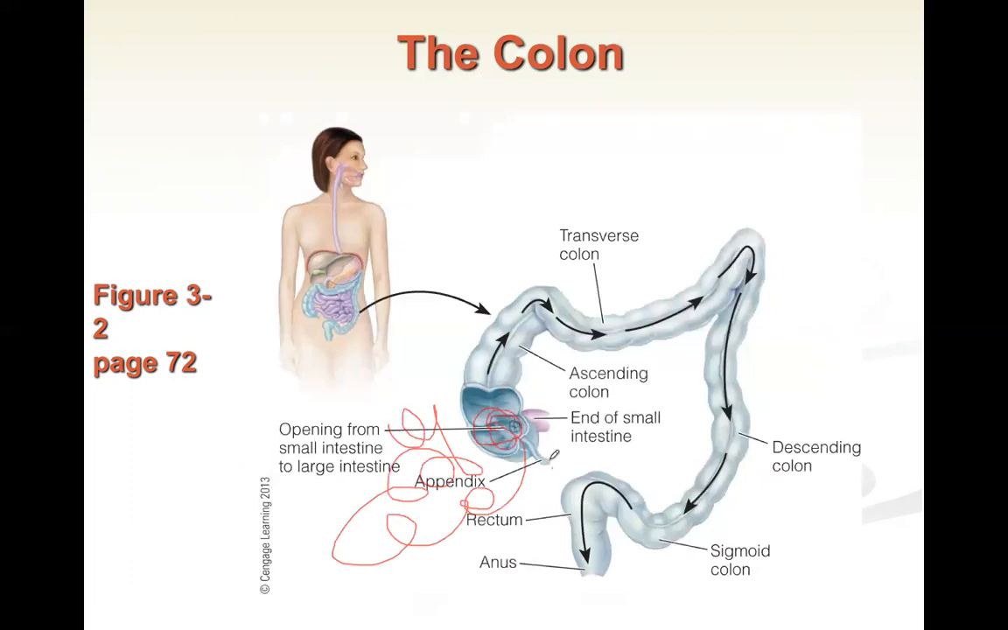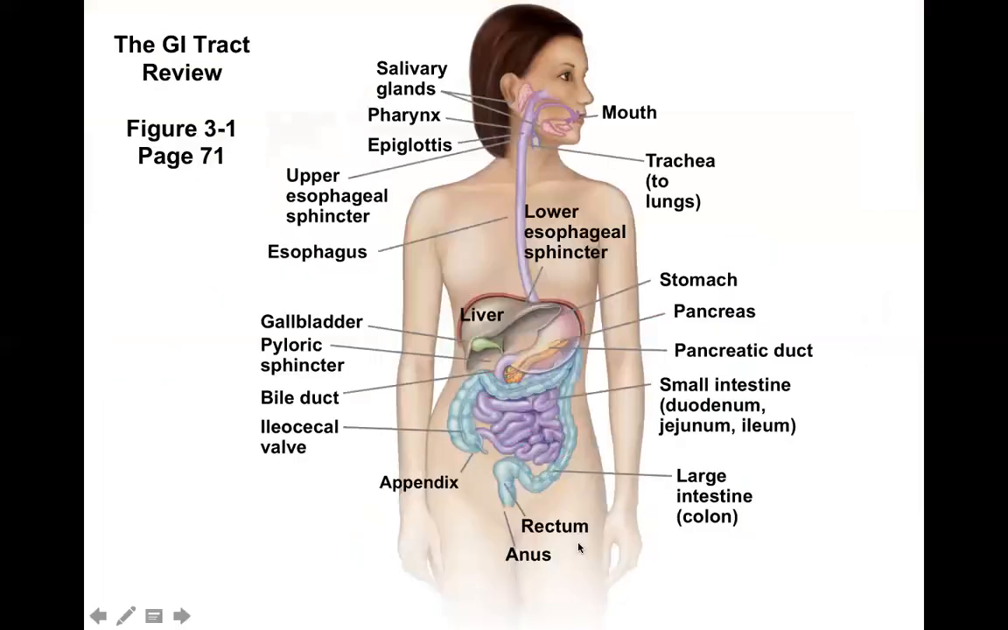Then you have something called the appendix right here. You have the ascending colon, the transverse colon, the descending colon, sigmoid colon, rectum, which is kind of where you're going to store your stool or feces, and then anus. So these are all the parts of the gastrointestinal system, again. And remember, I do want you to be familiar with this picture.